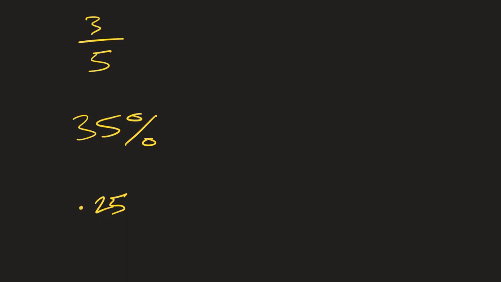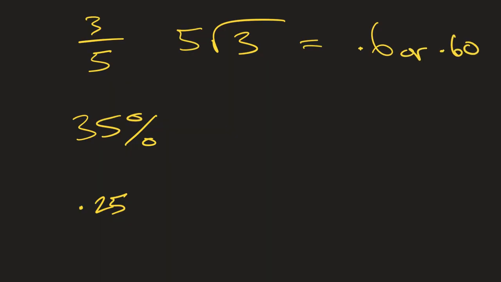Fractions, decimals, and percentages. Remember, any fraction is a small division problem. It is the numerator divided by the denominator, and 3 divided by 5 should give you 0.6, or 0.60, for instance. But top divided by the bottom. 35% back to a decimal.